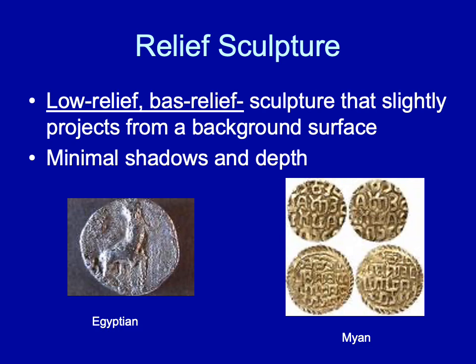So that would be things like ceramic plates, maybe that have things carved into them. That would be an example of this. Carvings on like the sides of buildings and walls would also be an example of bas relief.